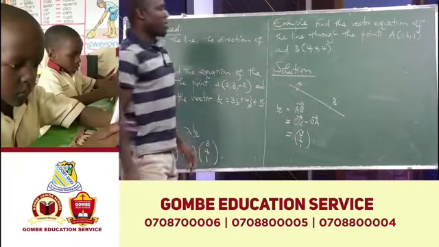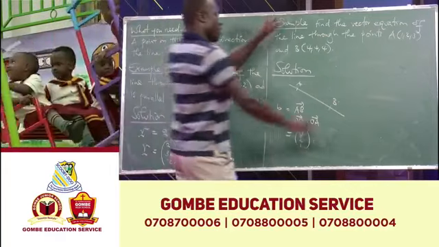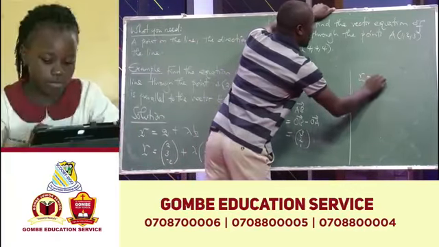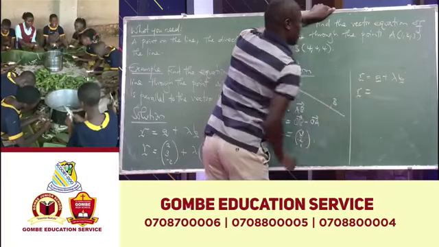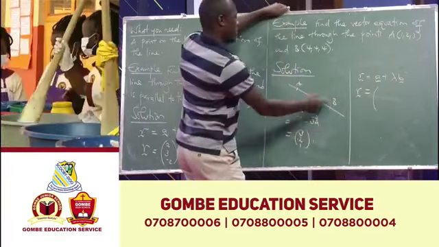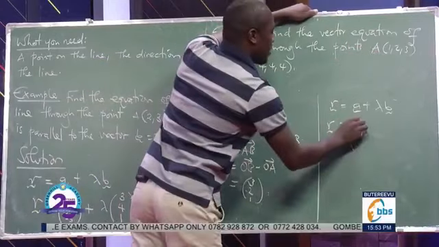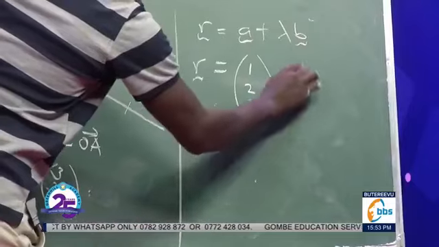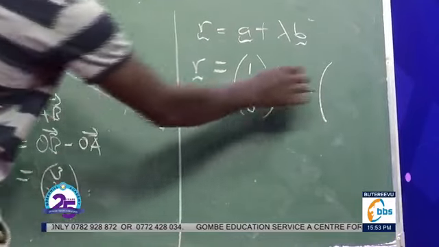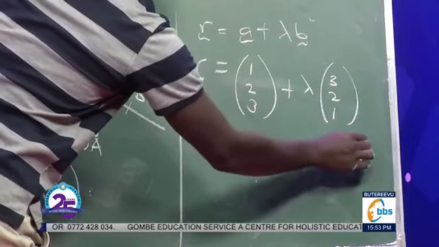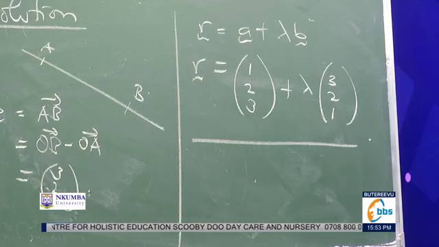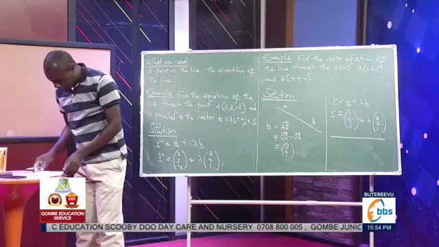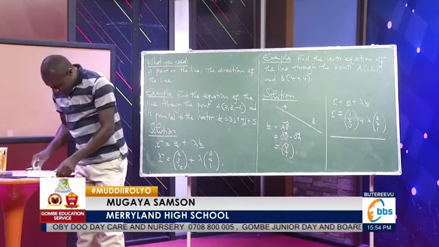So we have a vector parallel to our line, and therefore from r equals a plus lambda b, the equation of the line would then be r equals, we could pick any of these, either A or B, whichever, as the point on the line, 1, 2, 3, and then plus lambda times the direction vector, which is 3, 2, 1. And that would be the vector equation of your line. Time is chasing us.